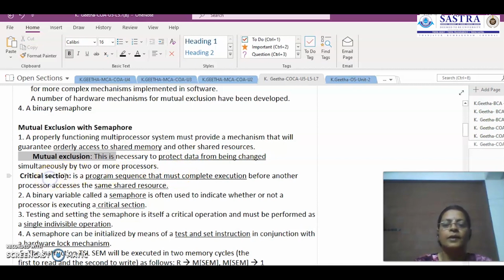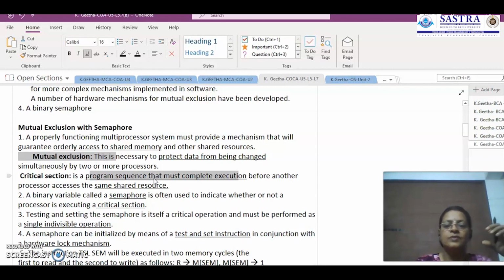And one more important topic which we have to be clear about is the critical section. So what do we actually mean by critical section? It is a program sequence that must complete execution before another process accesses the same shared resource. If more than one process wants to use a particular portion of a program, it has to be done in an exclusive manner. Only one should be allowed to enter, and after this particular process completes its activity and leaves that resource, only then should the other process be allowed to enter into that portion.